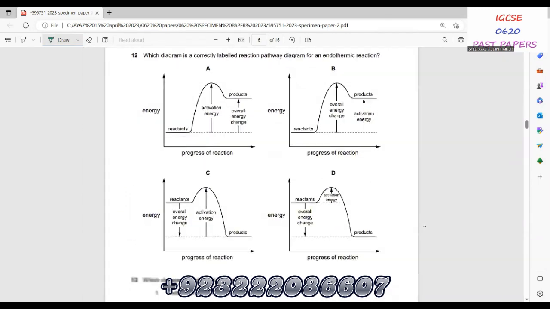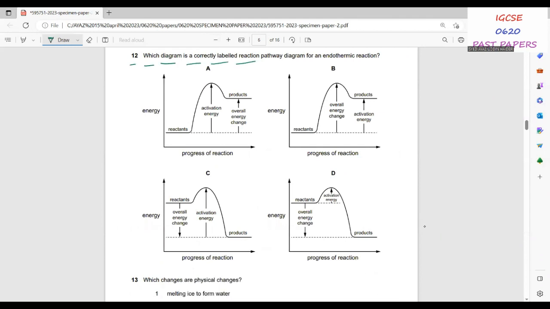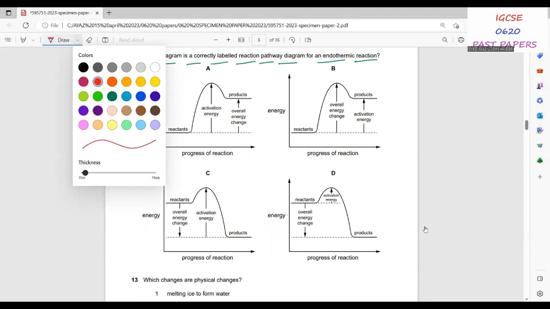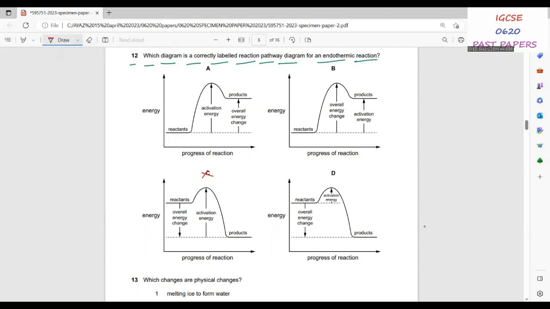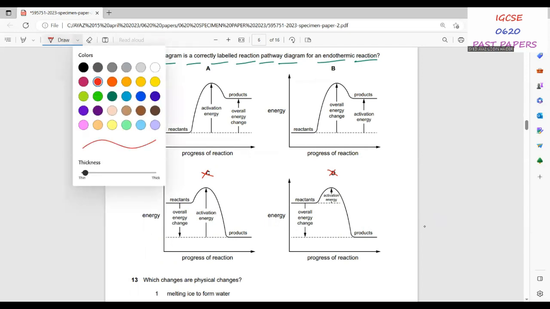12. Which diagram is a correctly labeled reaction pathway diagram for an endothermic reaction? Recall, in case of an endothermic reaction, you will always have products at the higher energy state. So automatically choice C and D will be wrong. We are left with A and B, so now look at the activation energy and the overall energy change for this reaction.